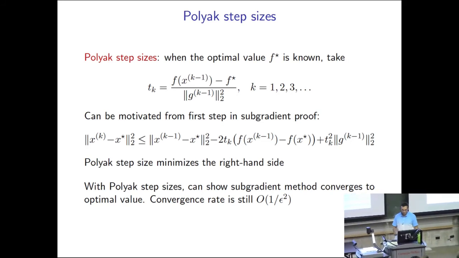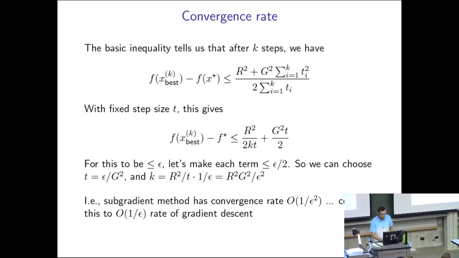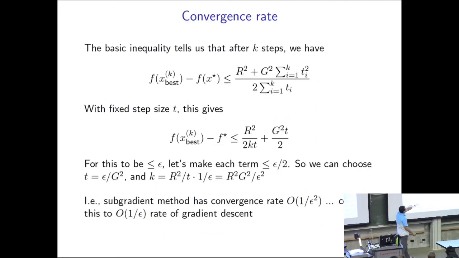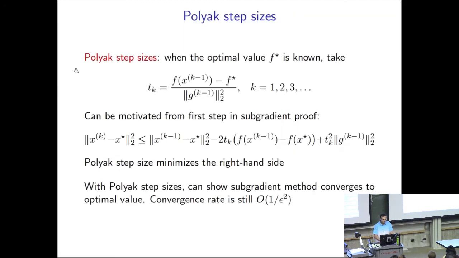This is what I meant when I said that the argument we gave, that it suffices to take this many iterations to make this bound at most epsilon, was actually tight, because even with these very best choices of step sizes, we get the same rate.